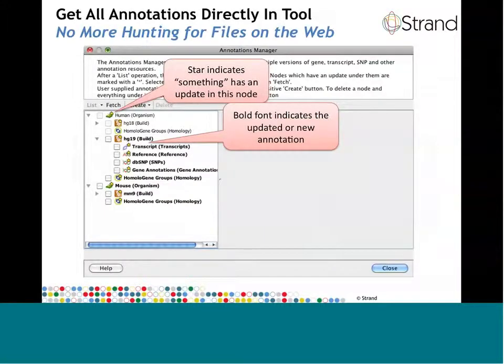And one of the problems that many people struggle with in analyzing NGS data is to find all the appropriate annotation and sequence files. And Strand makes those files available within the application, which can be downloaded in a single click in the annotation manager shown here. We also update these annotations on a regular basis, and you will be notified when any of these have changed, so you can decide to update your annotations as well.